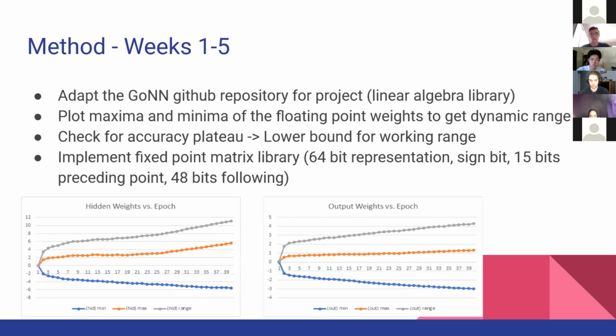For the first 5 weeks of our project, we adapted the GitHub repository for GoNN, which builds a simple neural network in the programming language Go. We also plotted the maxima and minima of the floating point weights to get dynamic range, as shown by the graphs below. We also checked for accuracy plateau and implemented a fixed point matrix library, which is a 64-bit representation with a sign bit, 50 bits preceding the point, and 48 bits following.